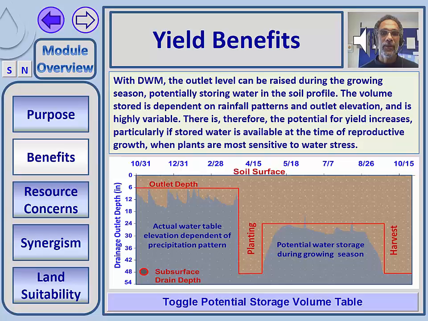With drainage water management, the tile outlet level can be raised during the growing season, potentially storing water in the soil profile. The volume stored is dependent on rainfall patterns and outlet elevation and is highly variable. There is therefore the potential for yield increases, particularly if stored water is available at the time of reproductive growth when plants are most sensitive to water stress.